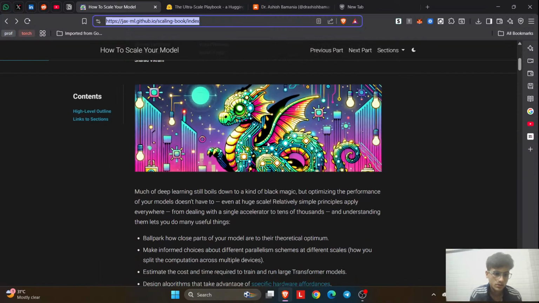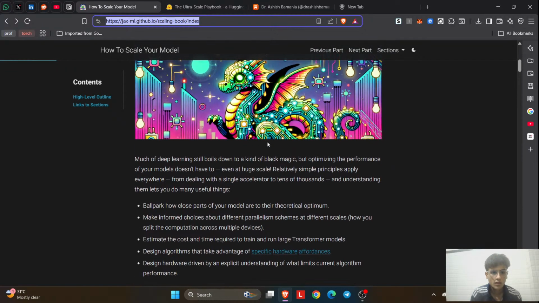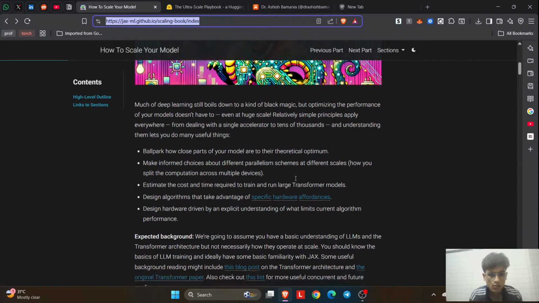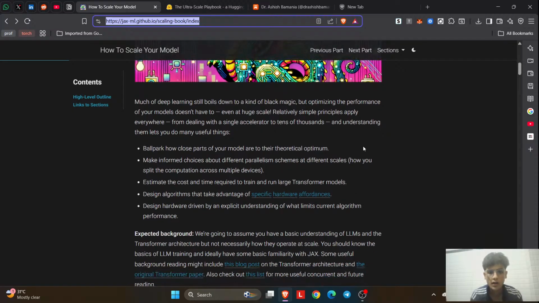I suppose this should. Much of deep learning still boils down to kind of black magic, but optimizing the performance of a model doesn't have to. Even at a huge scale, relatively simple principles apply everywhere, from dealing with a single accelerator to thousands, and understanding them lets you do many useful things. Ballpark how close parts of your model are to a theoretical optimum.